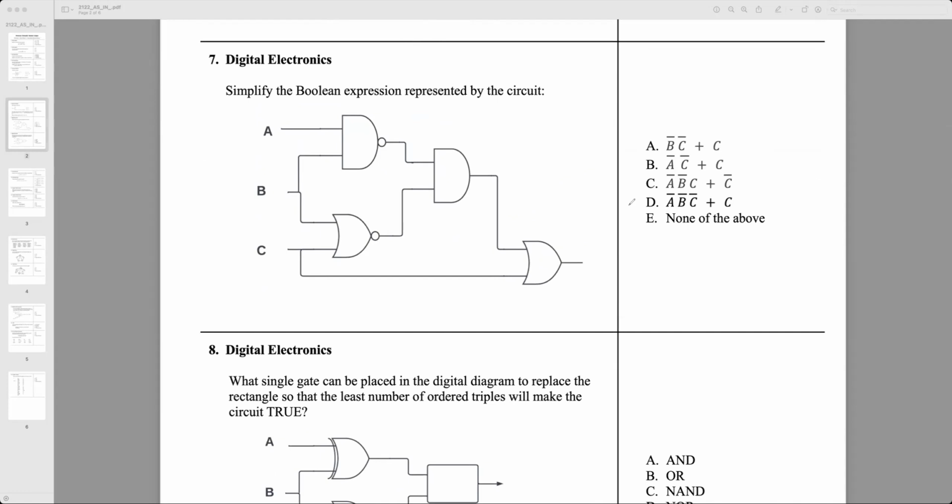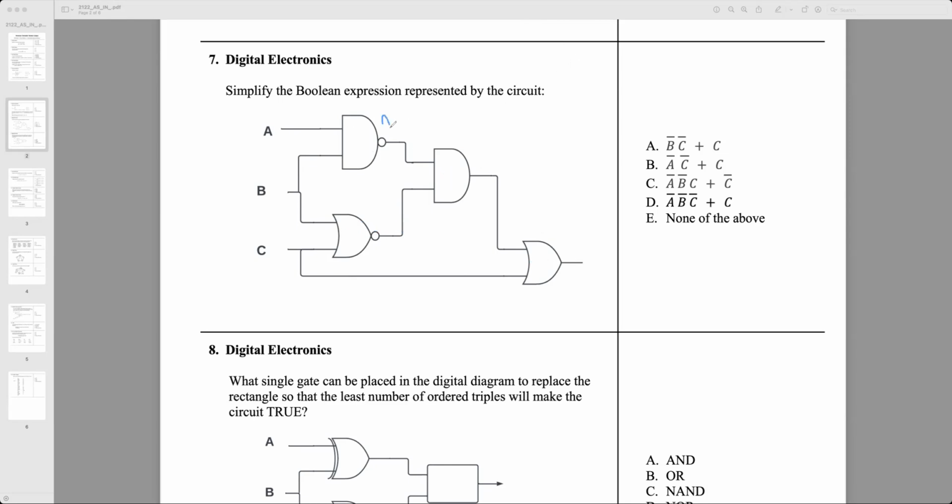So for 7, we see here that we're trying to make a Boolean expression. So let's look at this simply. This D-looking thing is an AND. This weird thing is an OR. So it's just a multiplication and a plus. And these little circles in front mean NOT. So with all this information, let's start.